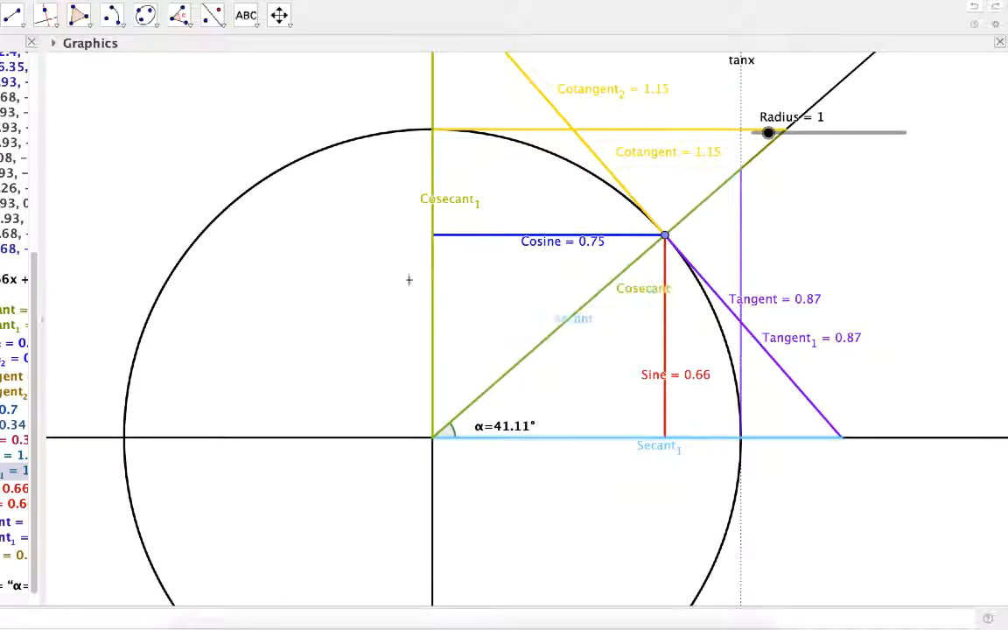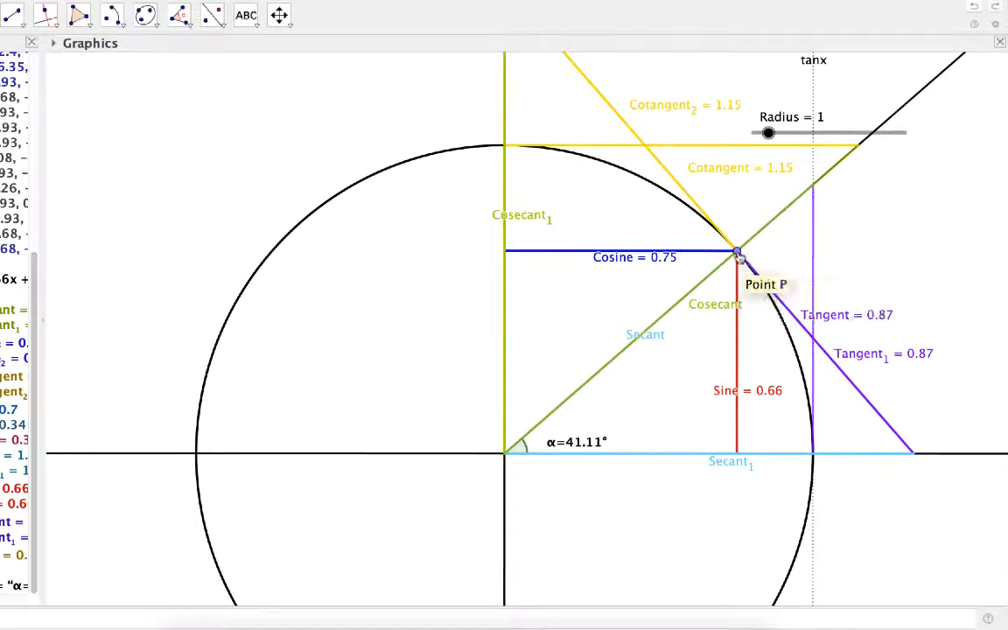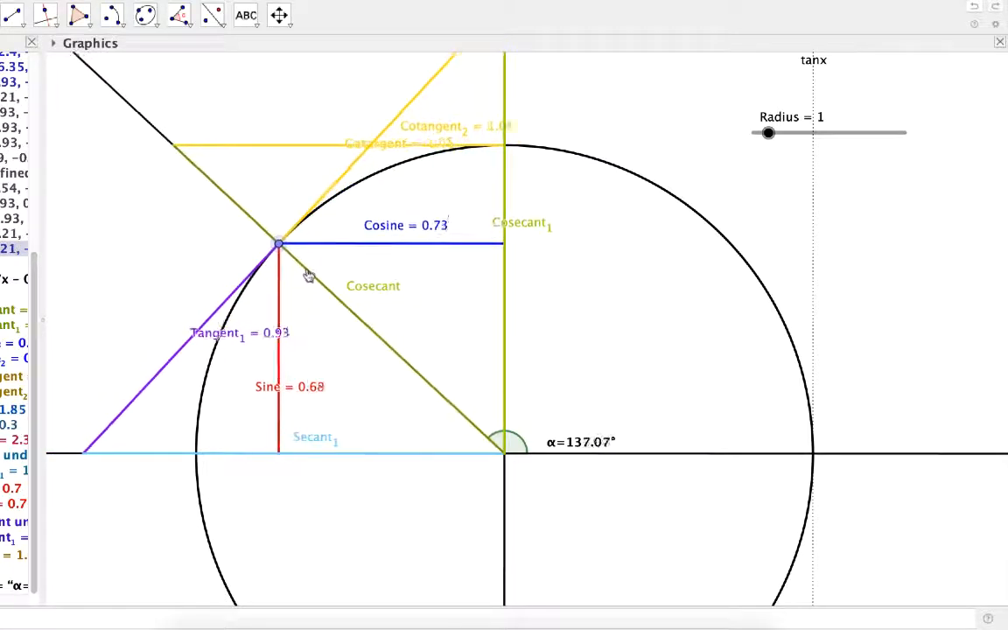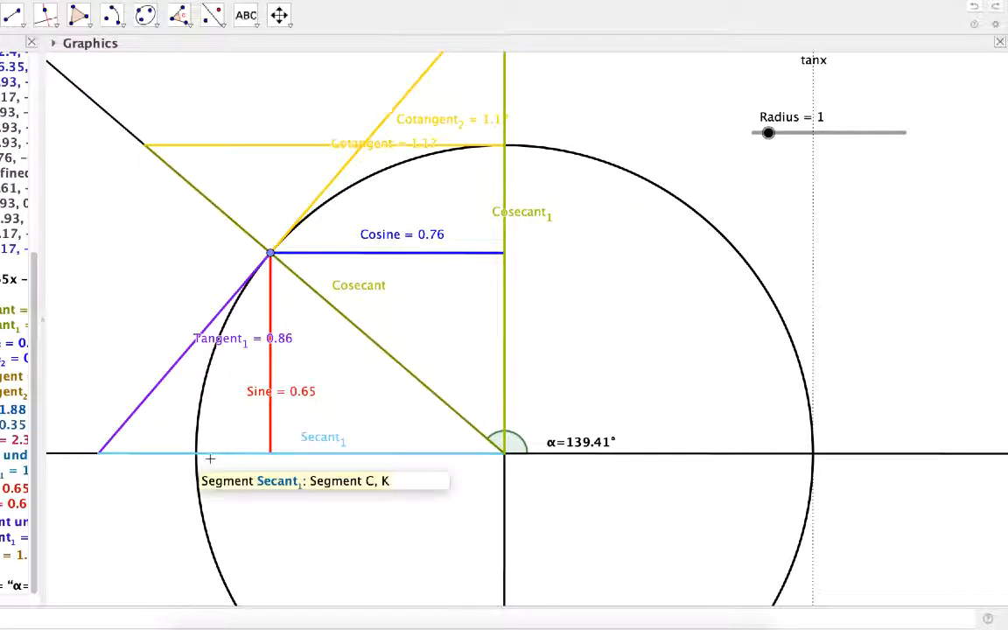So let's see whether they're going to be positive or negative in the second quadrant. So we're going to move this here, and first we're going to talk about secant.